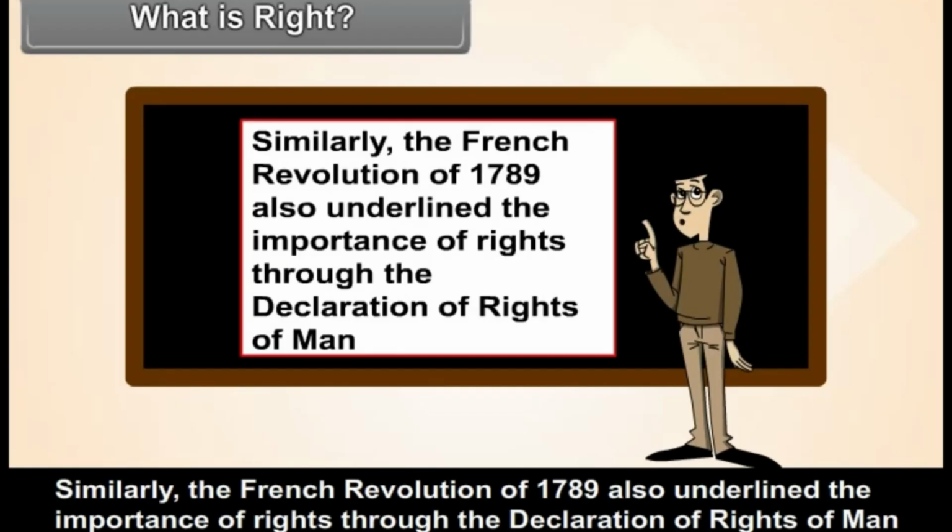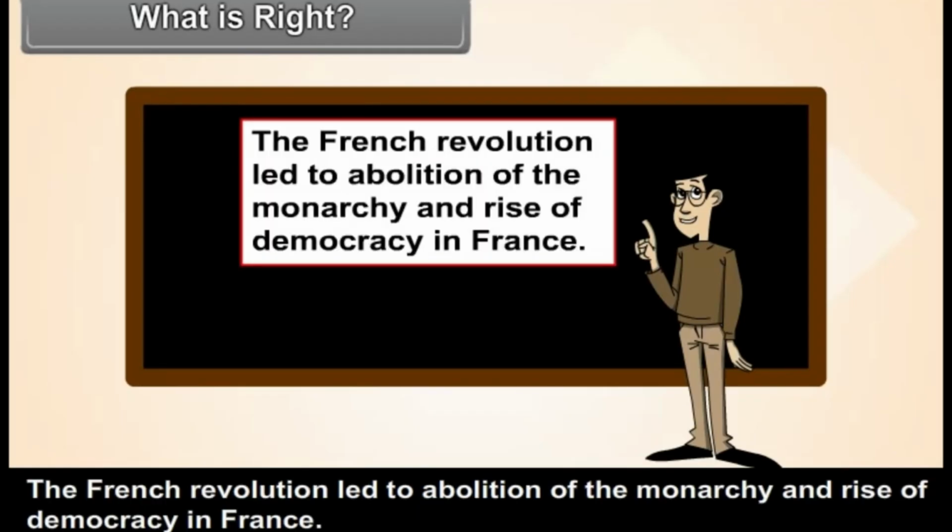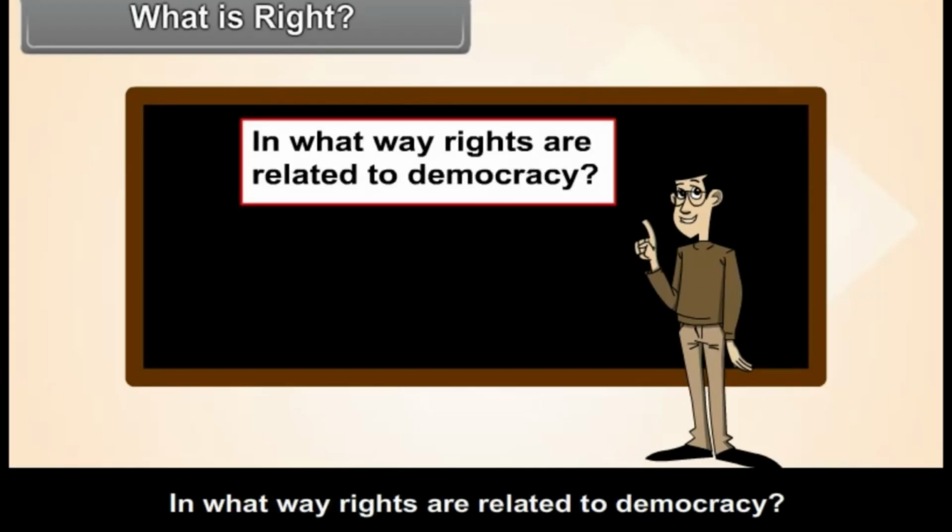Similarly, the French Revolution of 1789 also underlined the importance of rights through the Declaration of Rights of Man and of the Citizens. The French Revolution led to abolition of the monarchy and the rise of democracy in France. In what way are rights related to democracy?